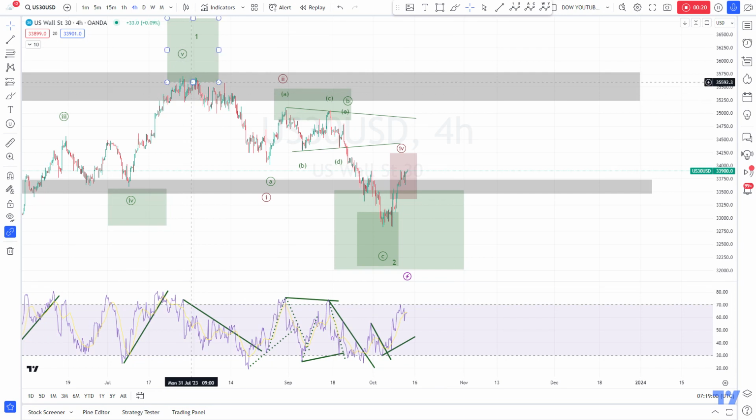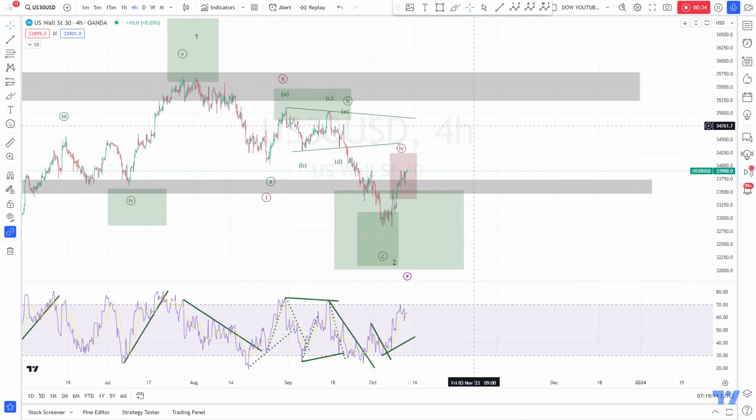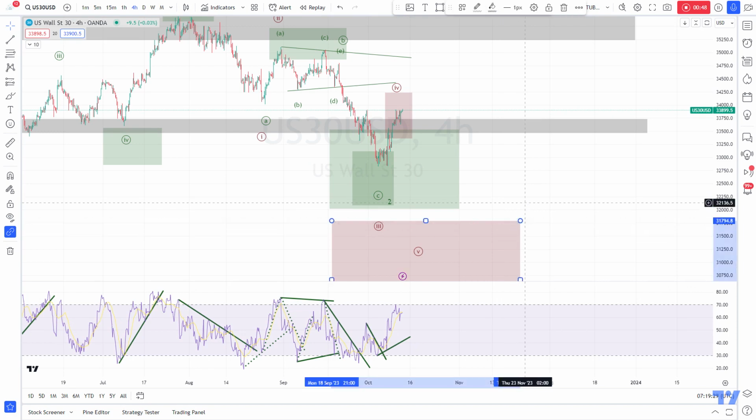A scenario where we had a wave one right here, and that we came down as a wave two. We did this as an A, B, C correction indicated here in green. And then there is also a secondary scenario that assumes that we made a wave B high here and that we are coming down as wave C, and then we should go into this area.